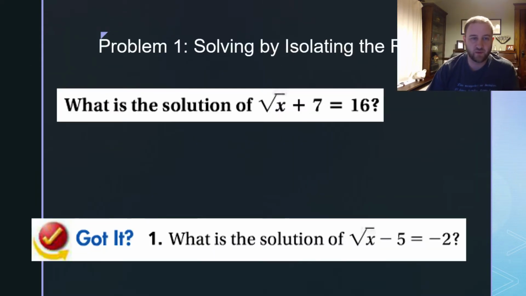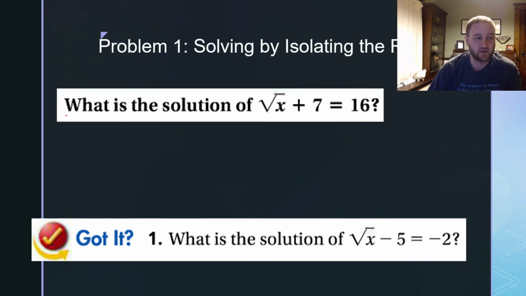All right, problem 1, solving by isolating the radical. This is kind of the first lesson that we're doing via e-learning. So I'm going to go through each problem, and then I'm going to have you pause it for the Got It problems, because I want you to really make sure you're doing these on your own in your notebook. Remember, on tests and quizzes, you can use any notes that you've taken over these videos, and any examples that we've done together in class or in these videos. So make sure you're taking good notes and writing each of these examples down, because you will be able to use these as a reference when it comes to the test or quiz.